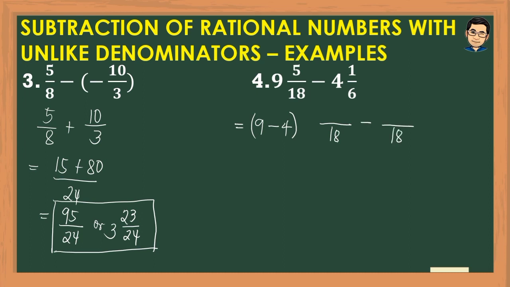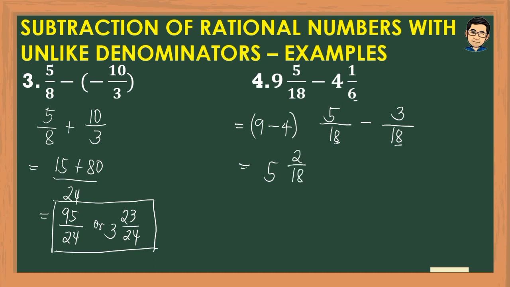So, 18 divided by 18, that is 1. Times 5, that is 5. Next, 18 divided by 6, that is 3. Times 1, that is 3. Next, 9 minus 4, that is 5. And then we subtract, since similar fractions na sila, 5 minus 3, that is 2 over 18.